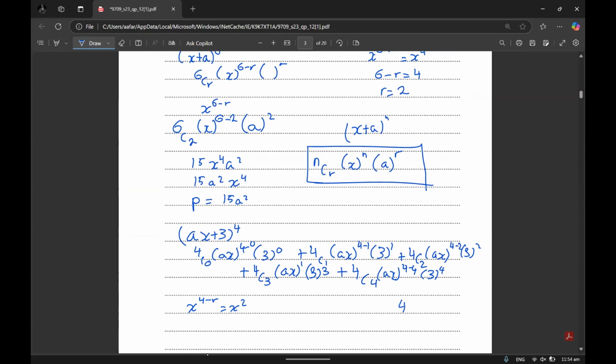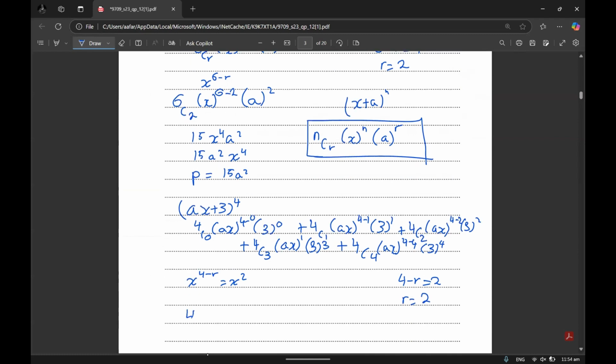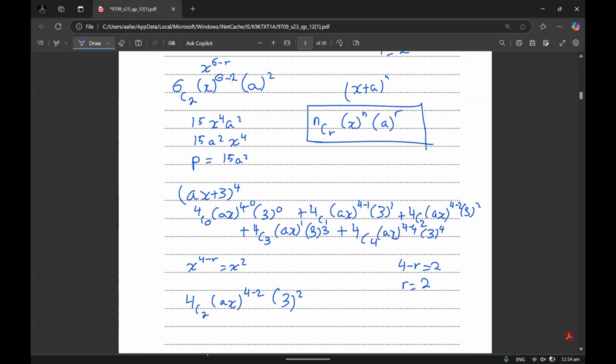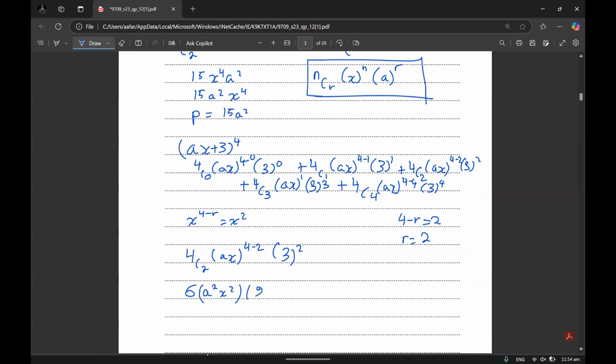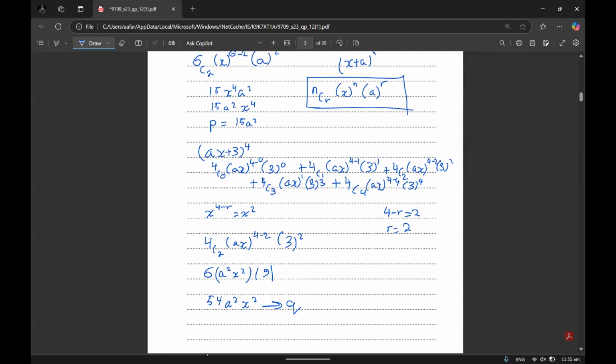So what we'll do is set 4 minus r equal to 2, and from there we get r equal to 2. Now we put 4C2 a power 4 minus 2, x power 3 r. So we get 6 a square x square, times 9. So we get 9 into 6, 54 a square x square, which is q.